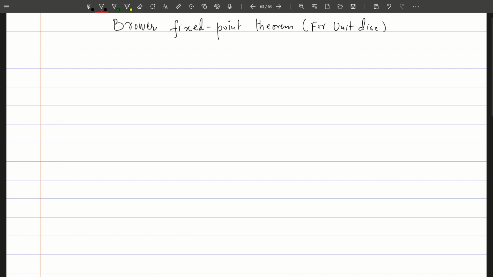In this lecture, we will prove the Brouwer fixed point theorem for the unit ball. But before that, we will prove a result regarding the vector fields of B2. So we have this theorem here.